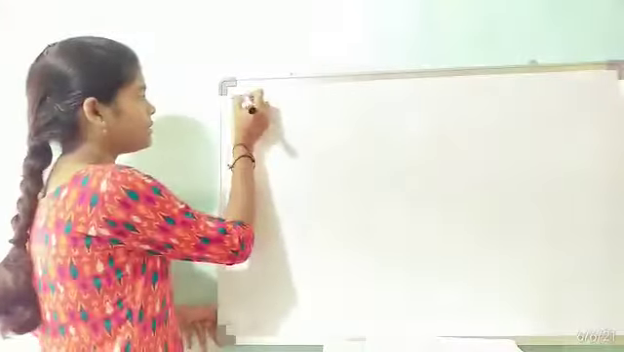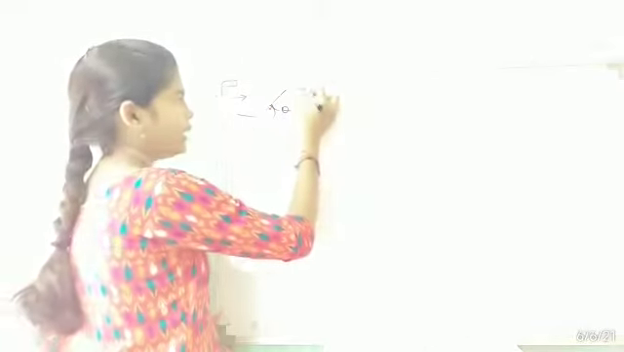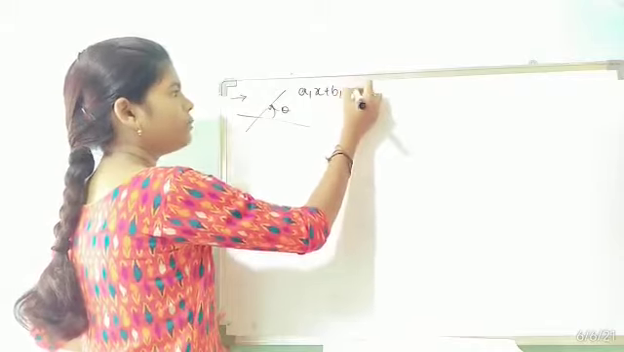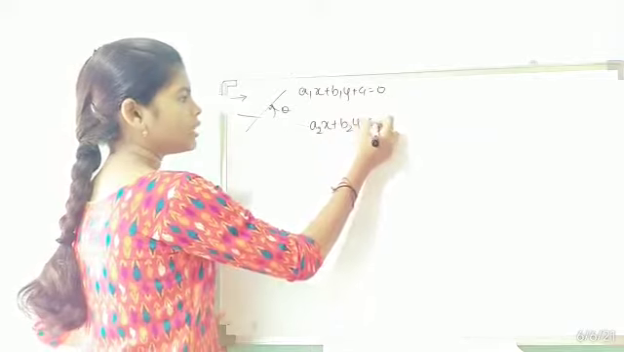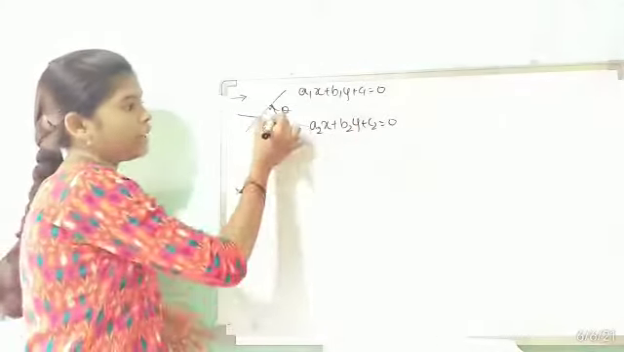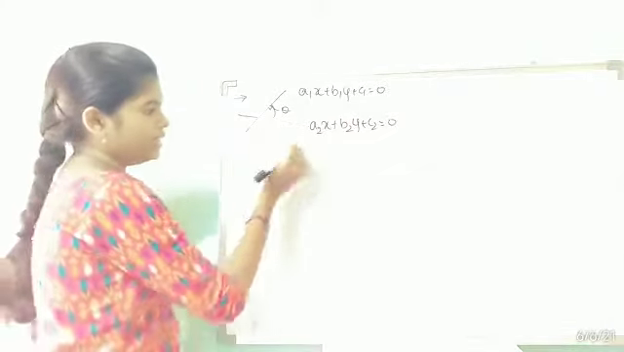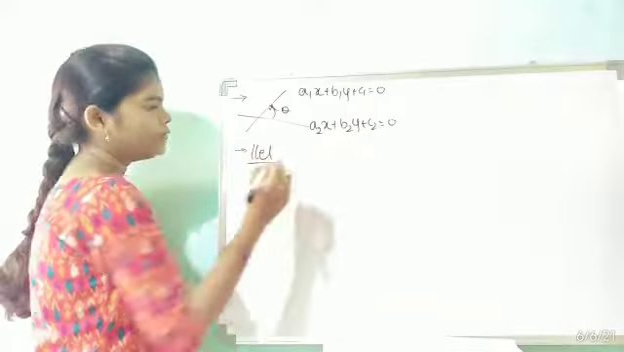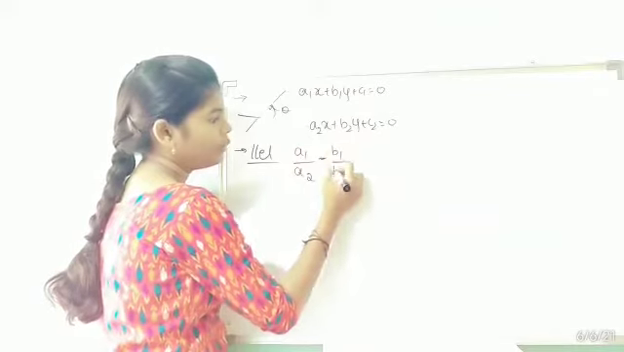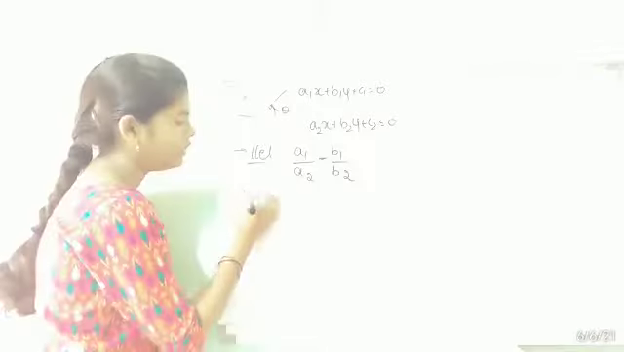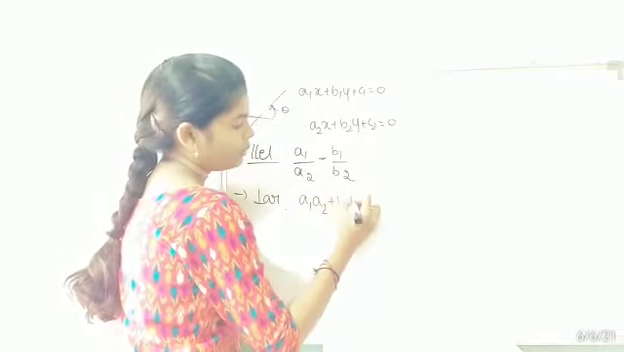Before, we have seen that if two lines are given with angle theta between them, and the lines are a1x plus b1y plus c1 is equal to 0, and a2x plus b2y plus c2 is equal to 0, we can find sine theta, cos theta and tan theta. Suppose these two lines are parallel, what will be the condition? It's a1 by a2 is equal to b1 by b2. And if these two lines are perpendicular, then a1a2 plus b1b2 will be equal to 0.